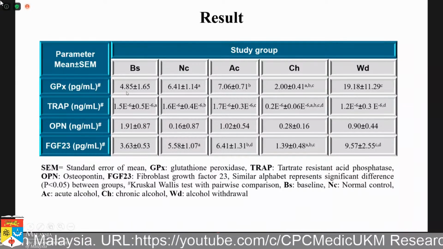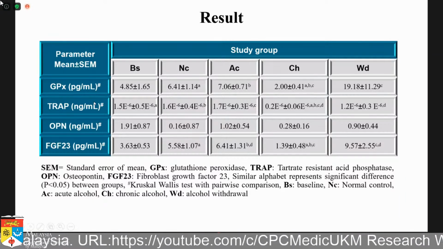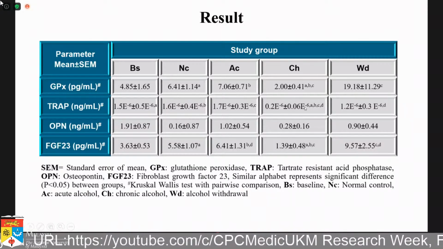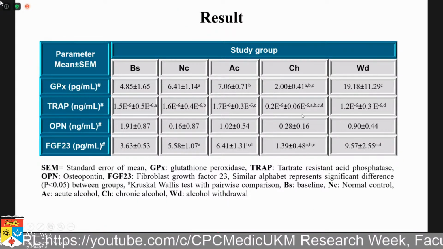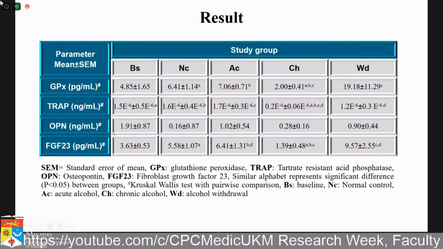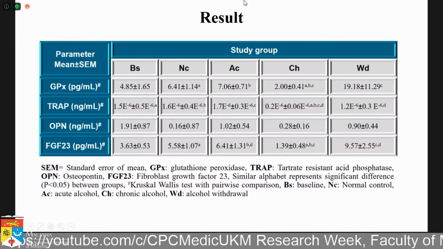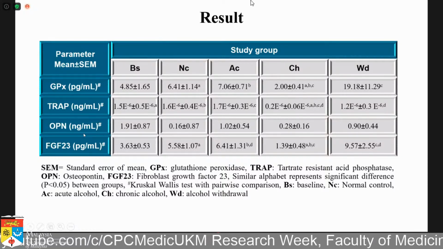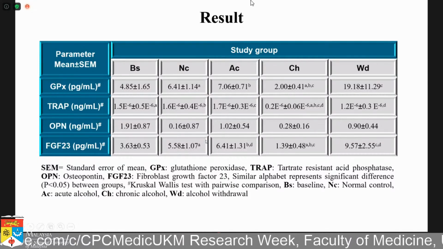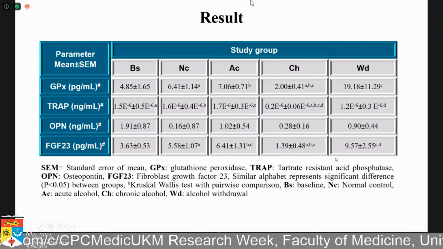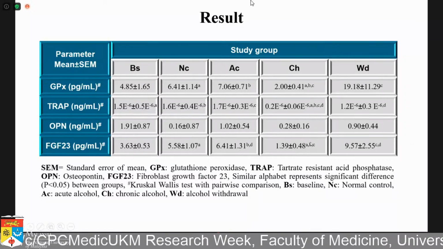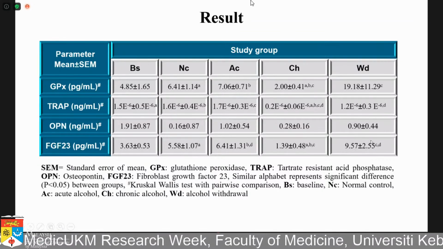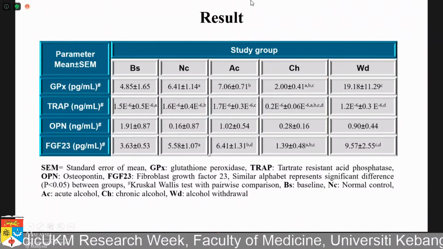So moving on to the TRAP. For the TRAP, what we can observe here is that the levels of TRAP are lowest in the chronic group. And for OPN, osteopontin, there is no significant difference across the groups. Last but not least, for fibroblast growth factor 23, we can observe that the lowest levels are in the chronic group. And after abstinence, the values increase back to almost double that of normal.